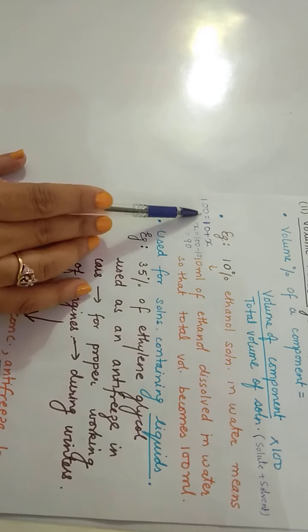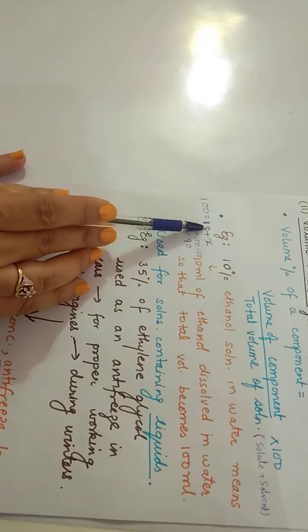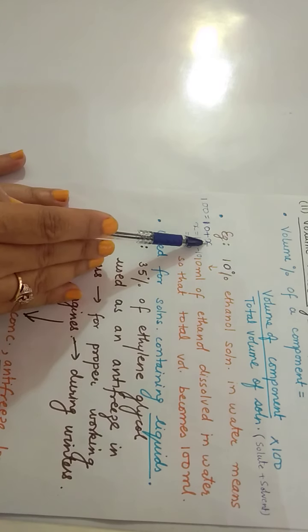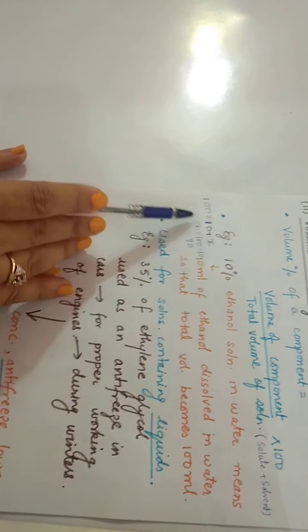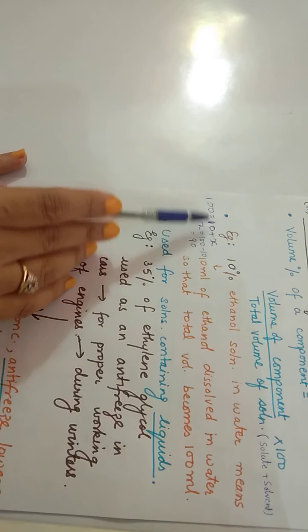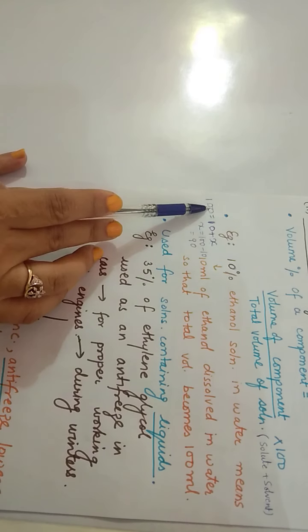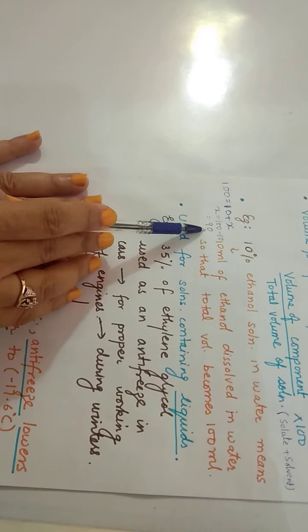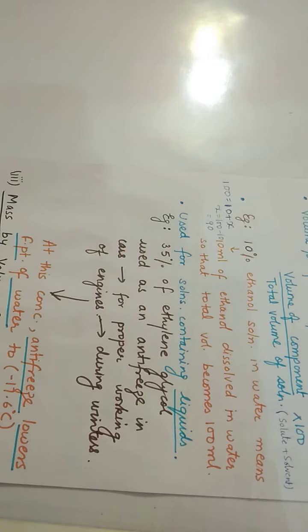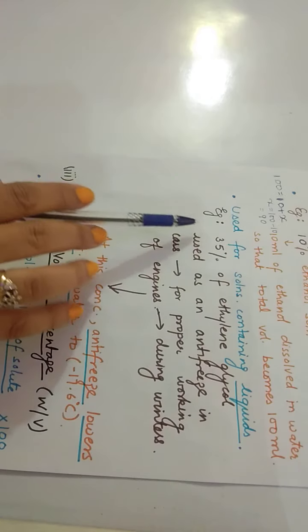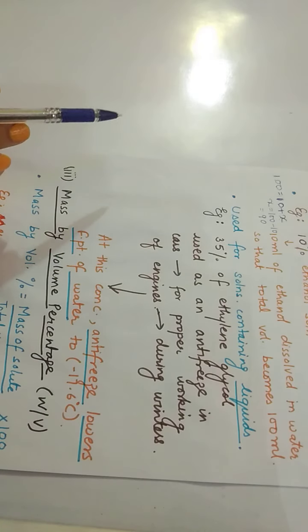If the solution is 100 ml, then volume of solution is equal to volume of solute plus volume of solvent. We know the volume of solute, but we do not know the volume of solvent. So volume of solvent will be volume of solution minus volume of solute, that will be 90 ml. It means 10 ml of ethanol is mixed with 90 ml of water to form 100 ml of solution. Now it is used generally in the case of liquids.